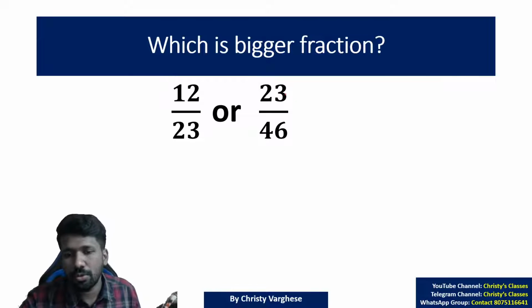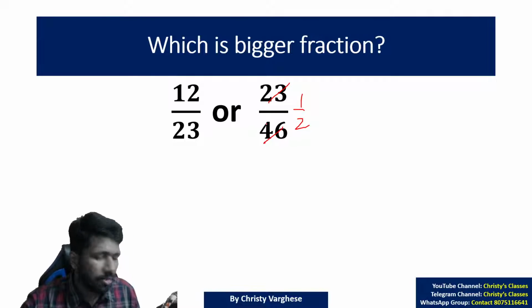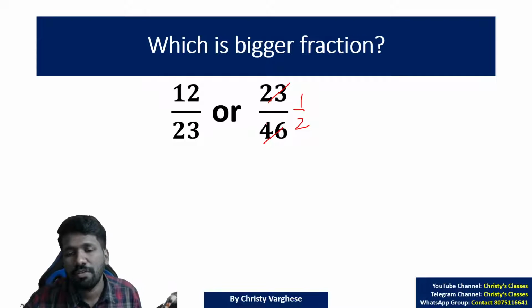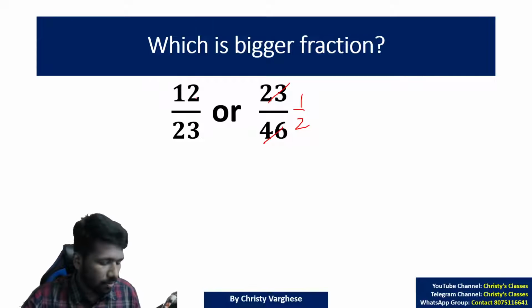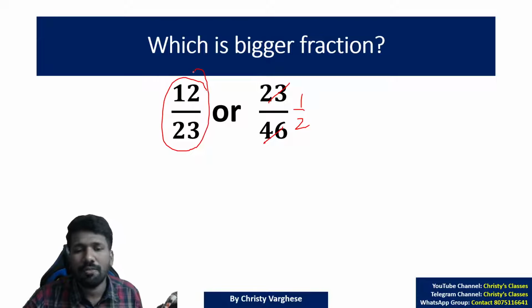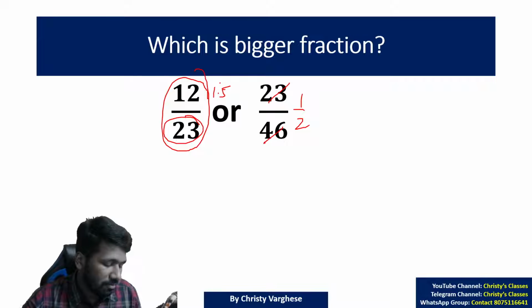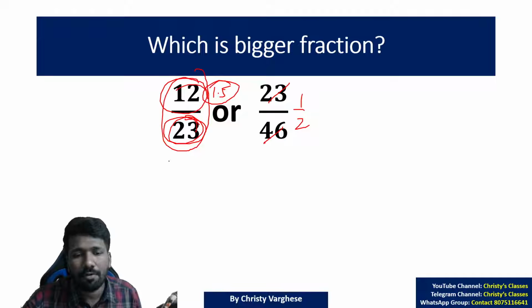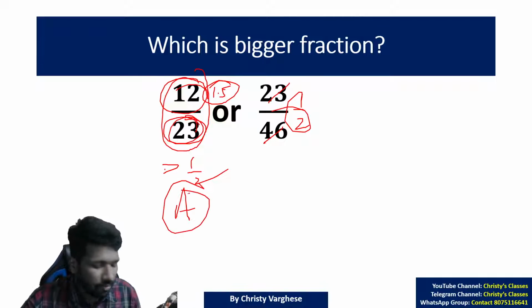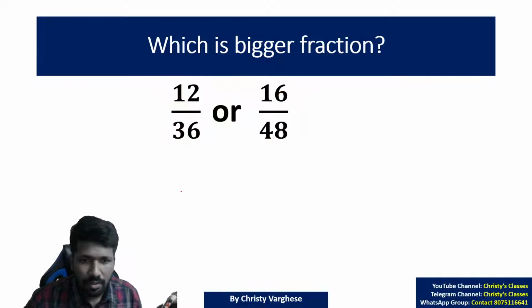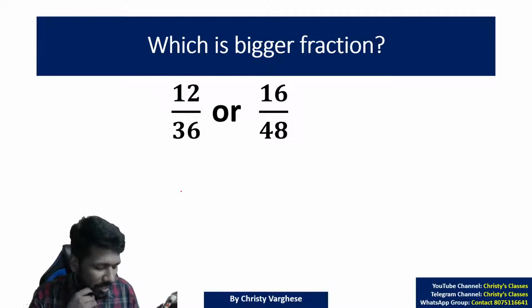How to do this? Do this. 23 by 46, half na. 23 mango divided among 46 people. Everyone will get half of the mango. So whether this is bigger than half or less than half, 24 half is 12, 23 half is 11 and half. So 11 and half out of 23 is half. So 12 out of 23 is more than half. This is half, this is more than half. So first one is bigger, na? And what about this? Which is bigger, A or B?